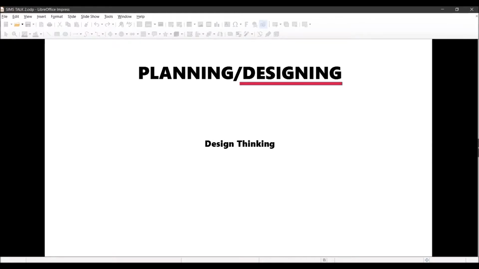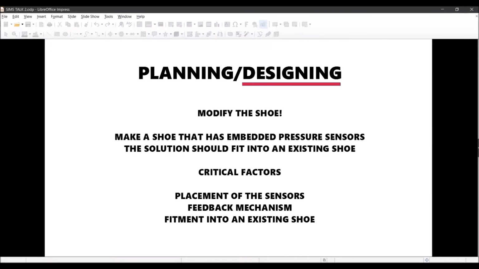Now, you had a lecture on design thinking. So this particular solution, when you are adapting something, must be in a position to modify the shoe. There are two possible solutions. You make a shoe that has embedded pressure sensors inside, like while manufacturing the shoe, it comes with embedded pressure sensors, and the critical factors are the placement of the sensors, the feedback mechanism, how will you give feedback, and fitment into an existing shoe.